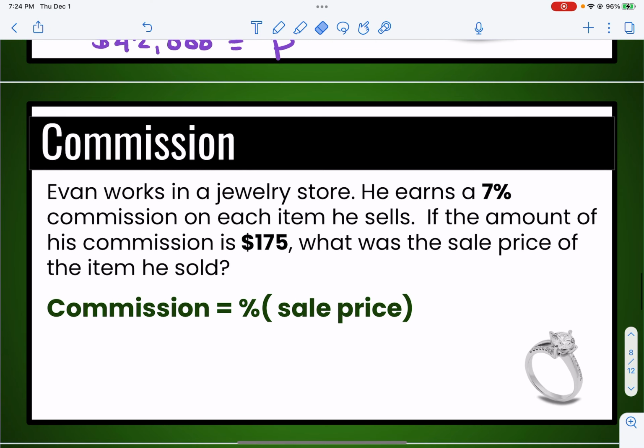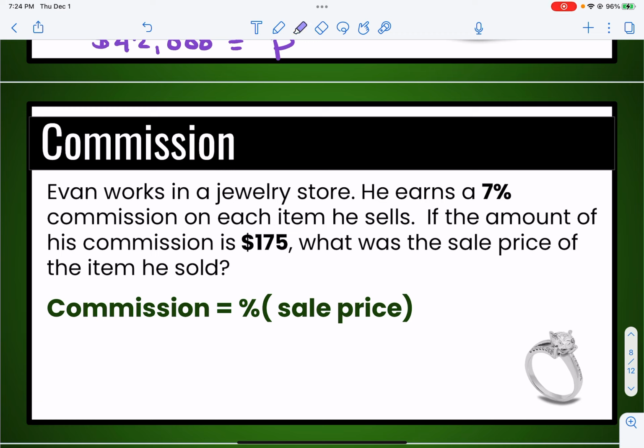All right, let's try a different one. How about you pause the video, try this one on your own, and then come back to check yourself. Okay, hopefully you tried this one on your own. It says Evan works in a jewelry store. He earns a 7% commission on each item he sells. If the amount of his commission is $175, what was the sale price of the item he sold?